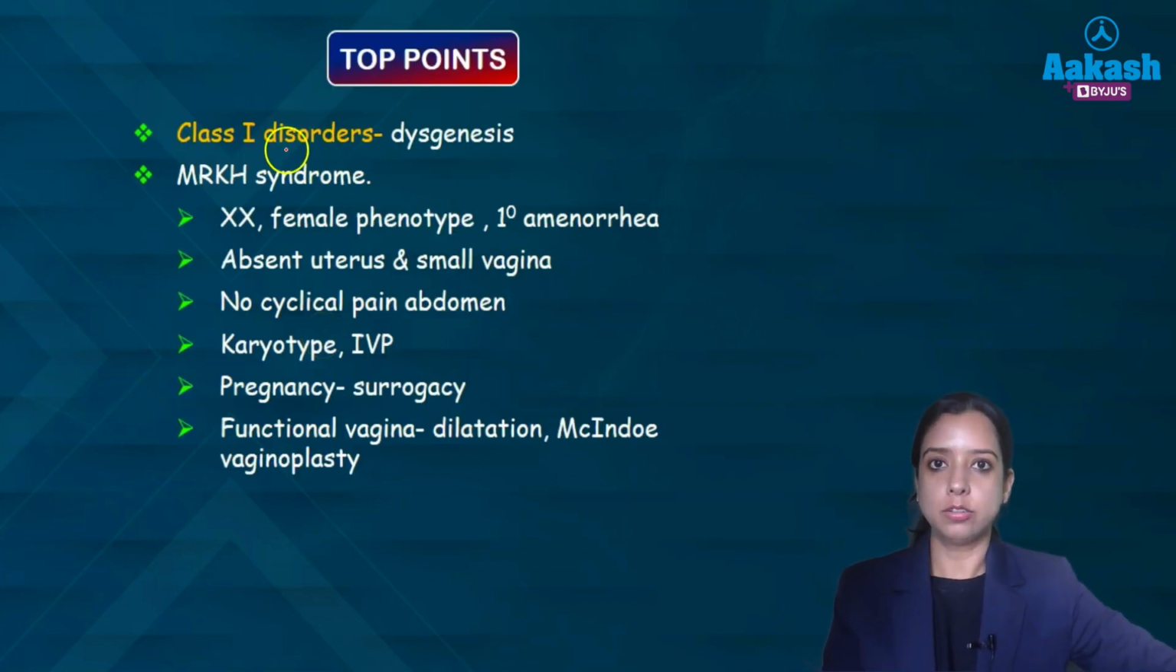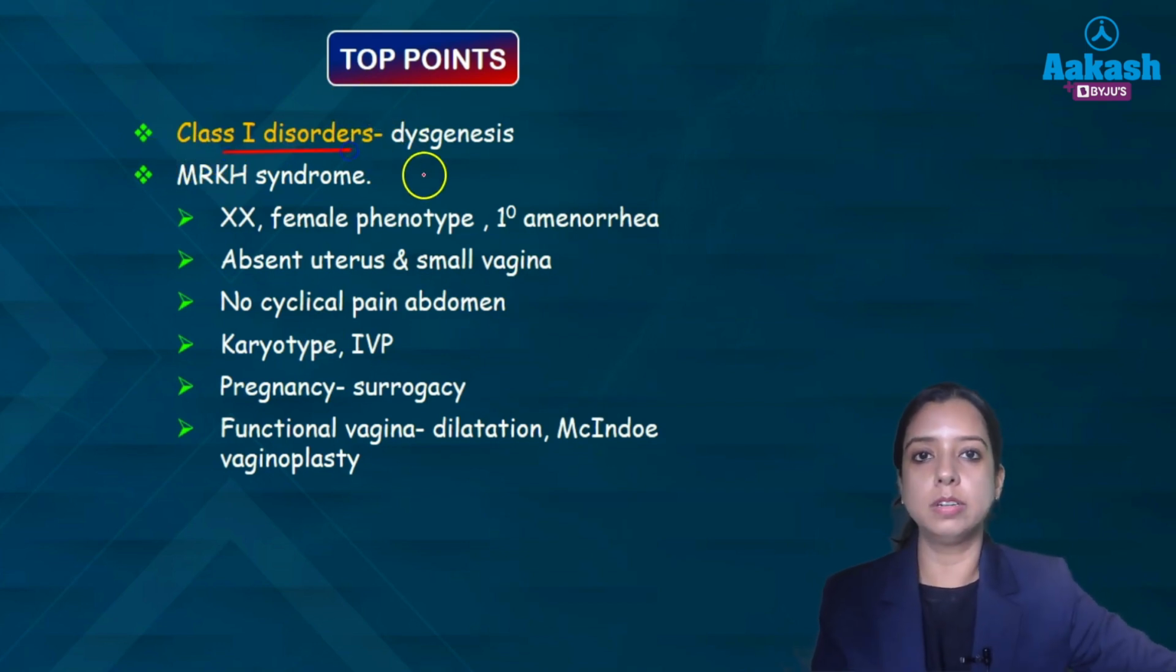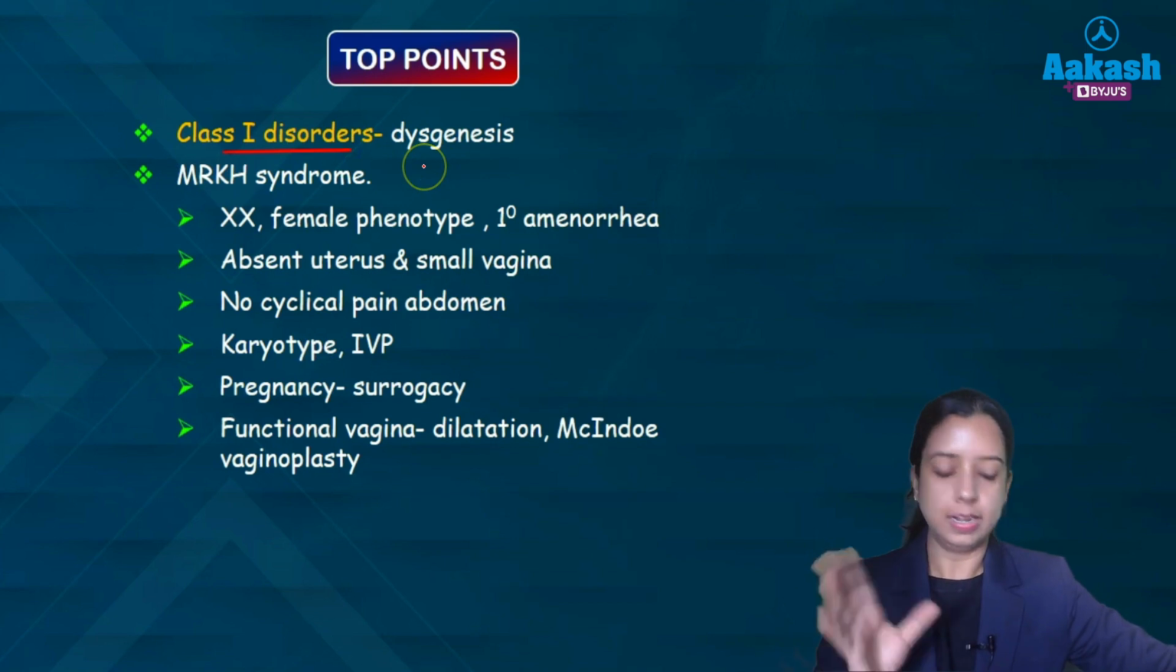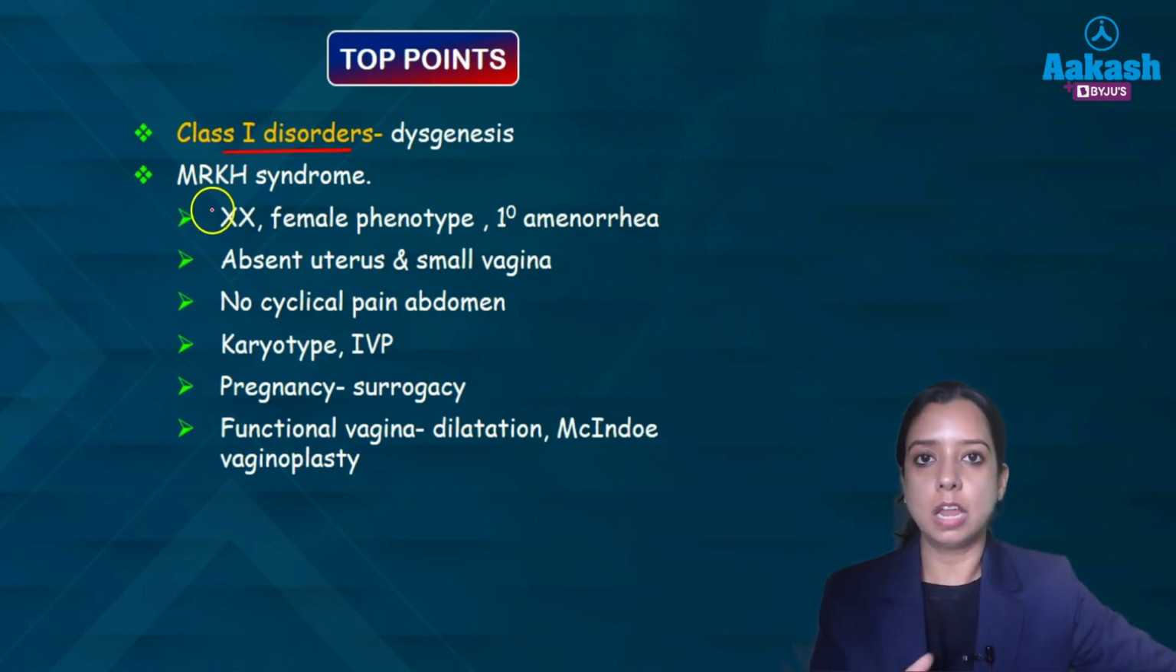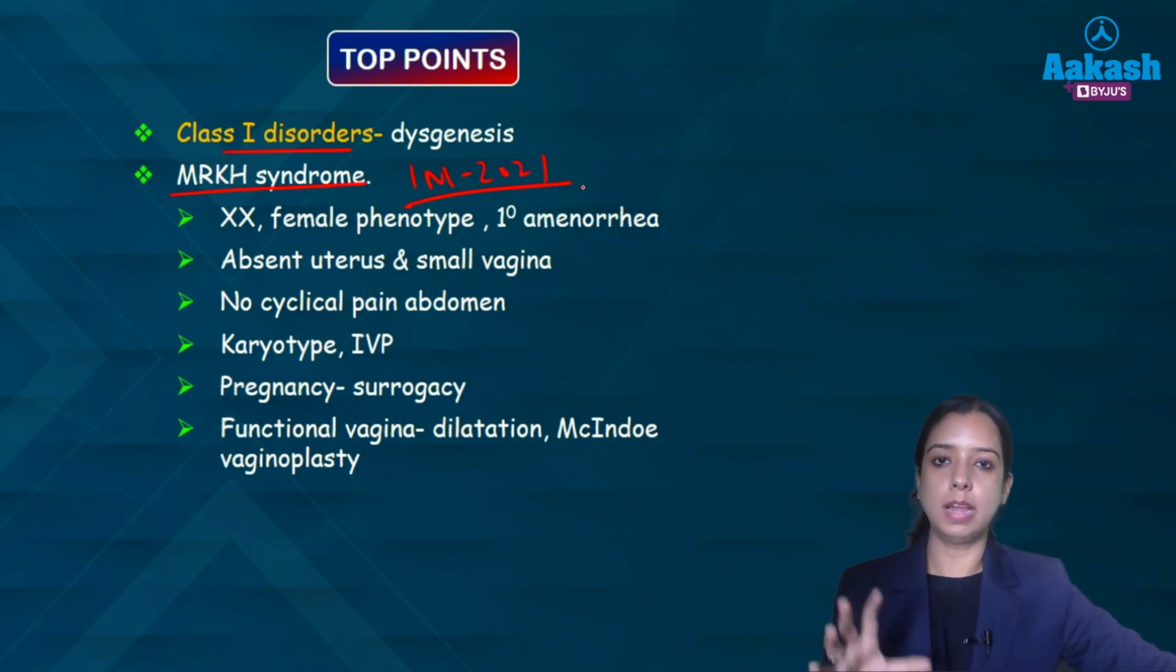Now, class 1 disorders. Now, we are discussing basically according to the ACOG classification. So, class 1 disorders are dysgenesis. Like the other classification, it is also dysgenesis. Dysgenesis can be partial or complete. Complete dysgenesis of the genital tract is called MRKH syndrome. Now, a question has been asked on MRKH syndrome in INI 2021. So, presentation was given and options were given.